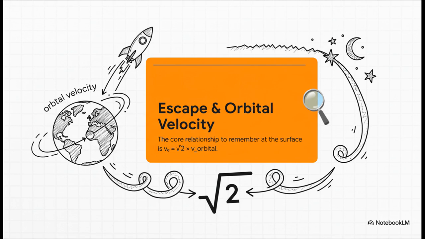Okay, let's talk speed. There are 2 important speeds here. There's the speed you need to stay in orbit, that's orbital velocity. And then there's the speed you need to break free from gravity completely, that's escape velocity. And here's the best part. There's a really simple link between them. The escape velocity is just the orbital velocity multiplied by the square root of 2. That's a golden relationship you just can't afford to forget.